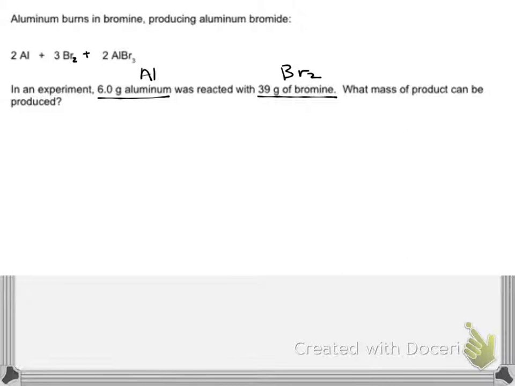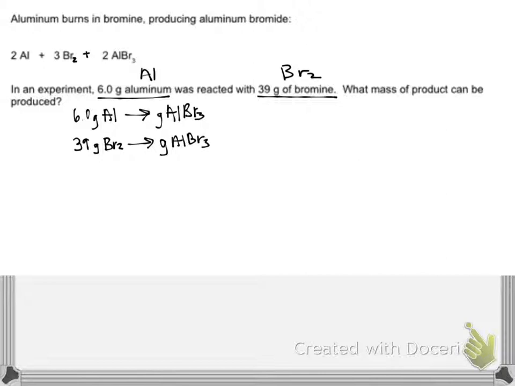And so you have to take each of those reactants, and you're going to be setting up 2 conversions like before. And so your first conversion is going to be going from 6.0 grams of aluminum, and you need to convert it all the way to grams of aluminum bromide. And then your second conversion, you're going to be starting with just 39 grams of Br2, and you're going to be converting it to grams of AlBr3.